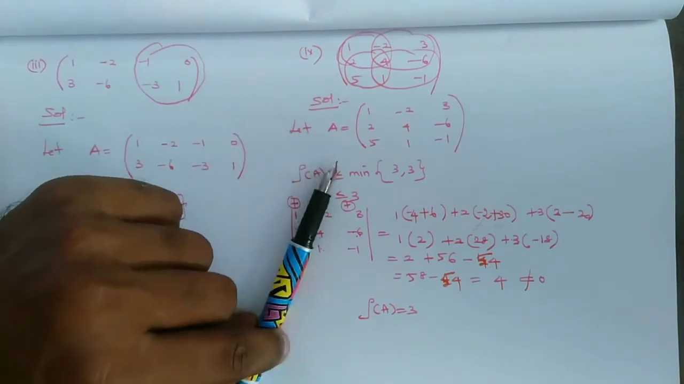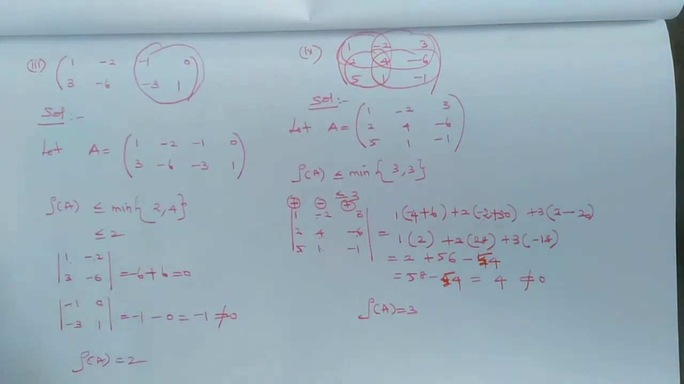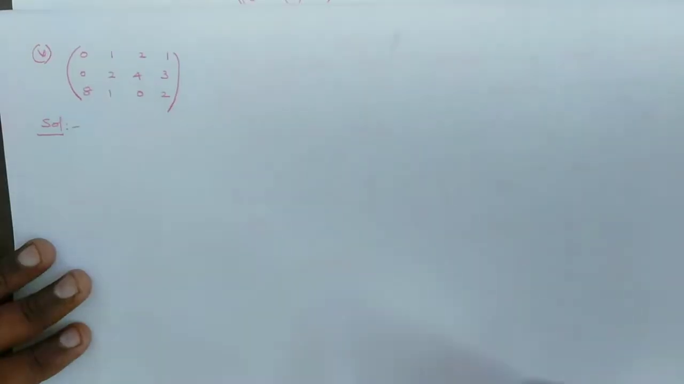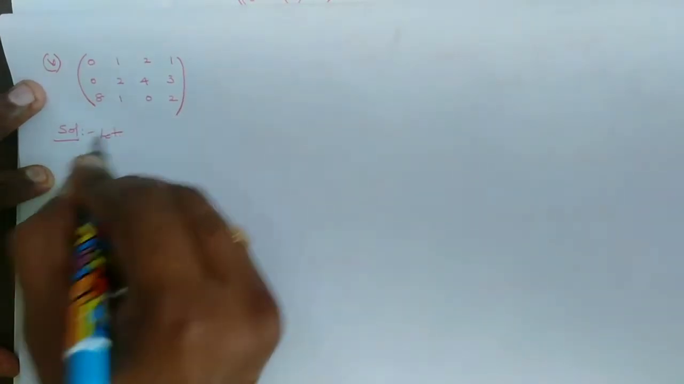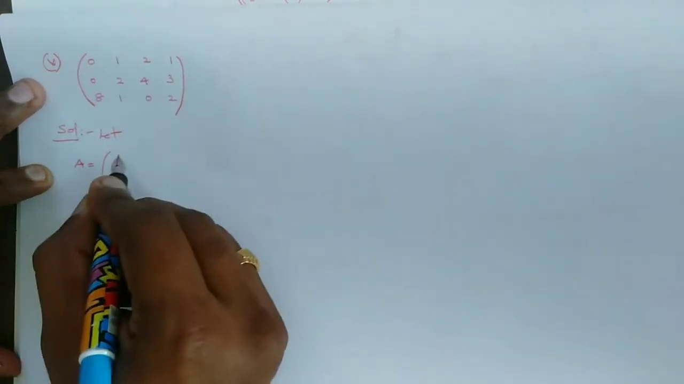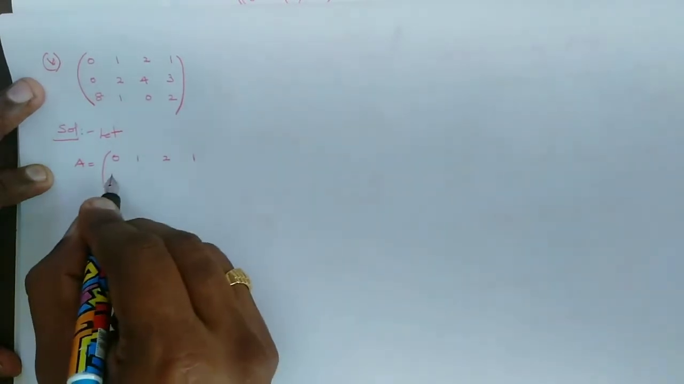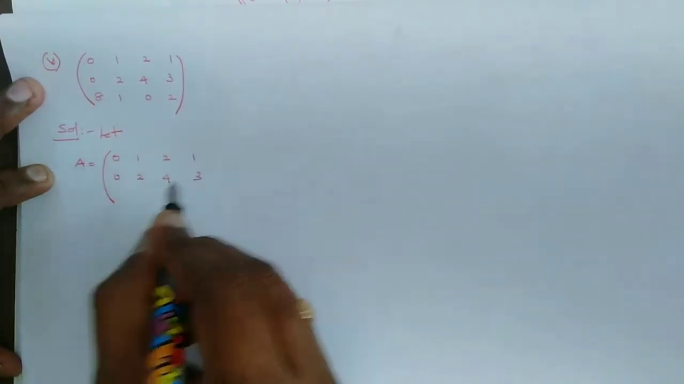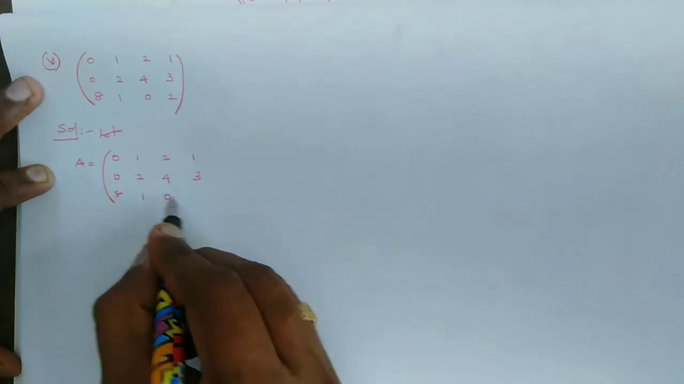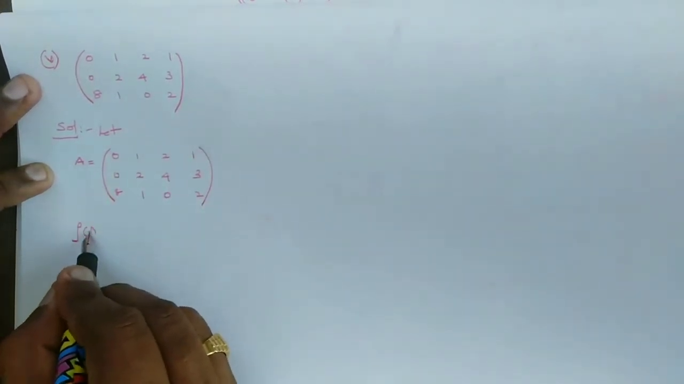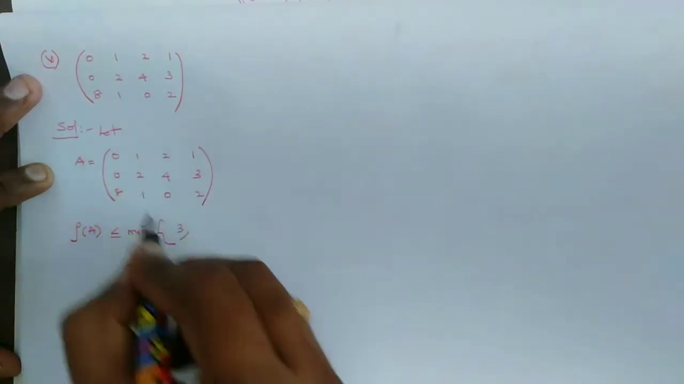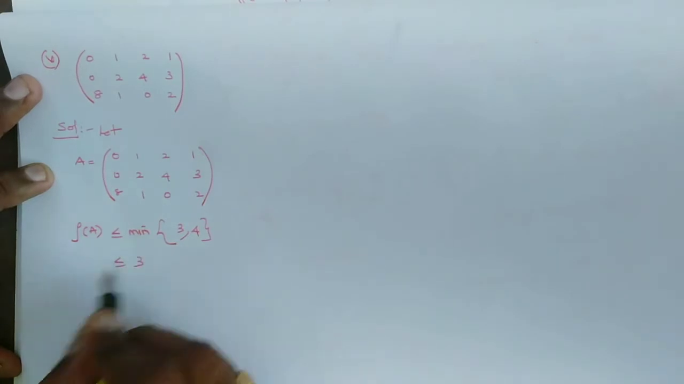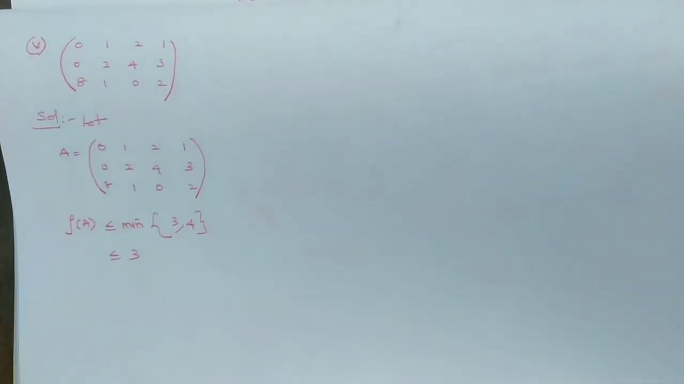This is the main idea and concept you need to learn. This one I need to teach you. So next, fifth subdivision. This is given 3 cross 4. Let A equal 0 1 2 1, 0 2 4 3, 8 1 0 2. First, by the formula, rank of A is less than or equal to the minimum of how many rows? 3 rows. How many columns? 4 columns. Less than or equal to the minimum, which is 3. It can be 3, 2 or 1.